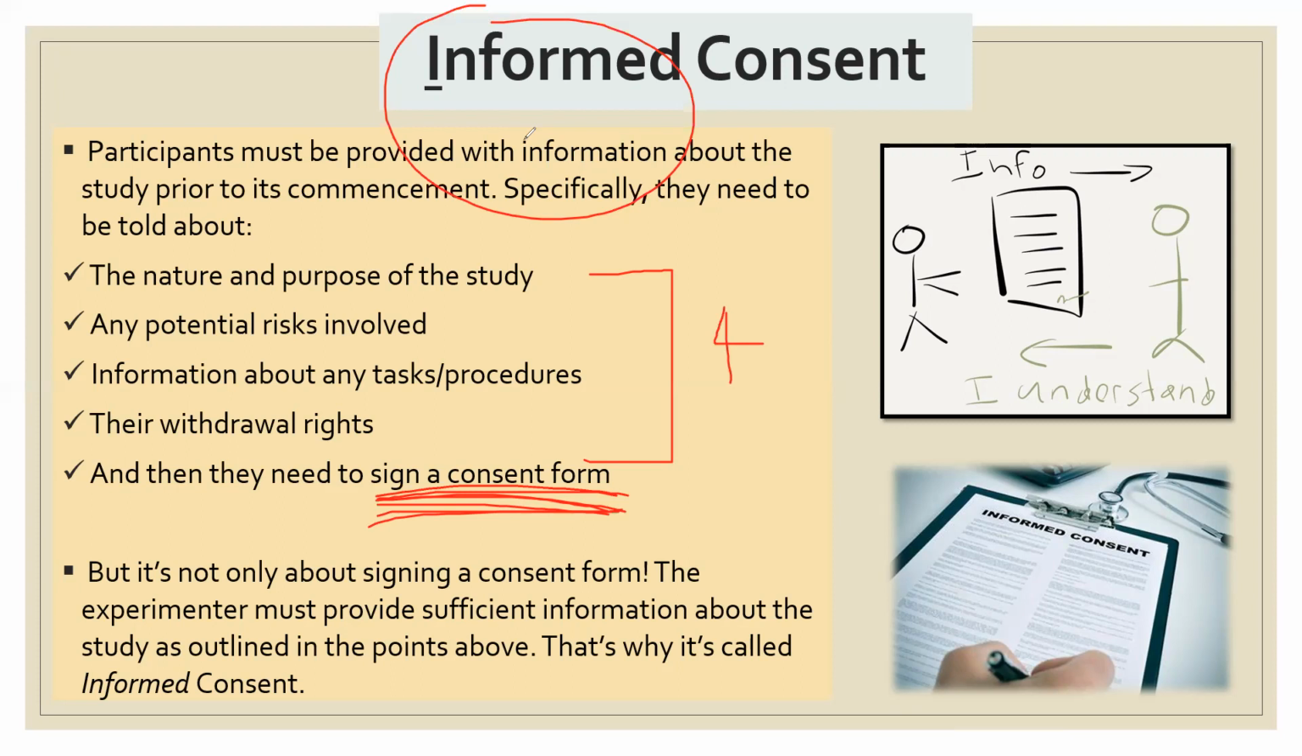Information about any tasks or procedures. So obviously, we need to clearly list out what the different tasks and procedures are that the participant is going to do, so they clearly know what to expect. We can't just be like, surprise, and spring it upon them at the last minute. We have to make sure it's all detailed there on the informed consent sheet.